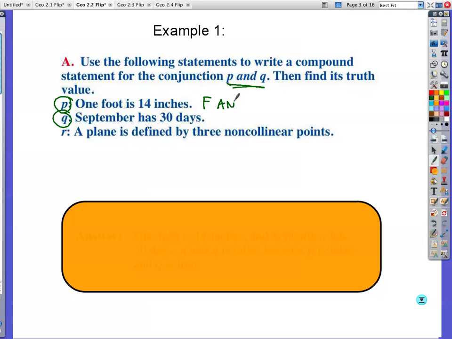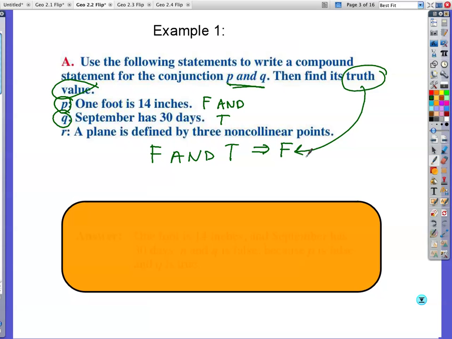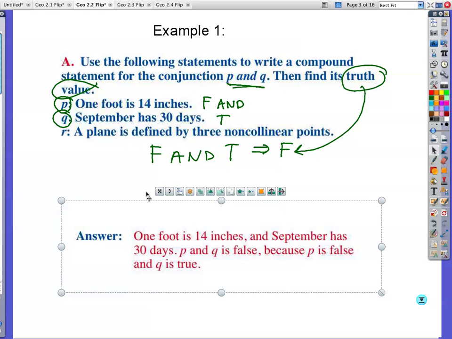Then I have the word and, I look at this. September has 30 days. And we're in the month of September right now, and it does have 30 days. So I'm going to put down true for this. So is something false and true? It can't be both false and true. So the overall statement is false. So that's what I mean by truth value. The truth value is false. All right, and then I have this, the book answer. 1 foot is 14 inches, and September has 30 days. So that's like your statement. P and Q is false because P is false and Q is true.